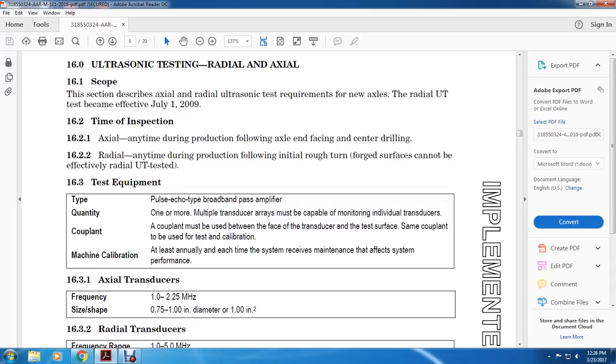16.3 Testing equipment. Type: pulse echo type with a band pass amplifier. One or more multiple transducer arrays must be capable of monitoring individual transducers. Couplant. The couplant must be used between the face of the transducer and the test surface. The couplant is to be used for test and calibration. Machine calibration must be done at least annually and each time the system receives maintenance for effective system performance.